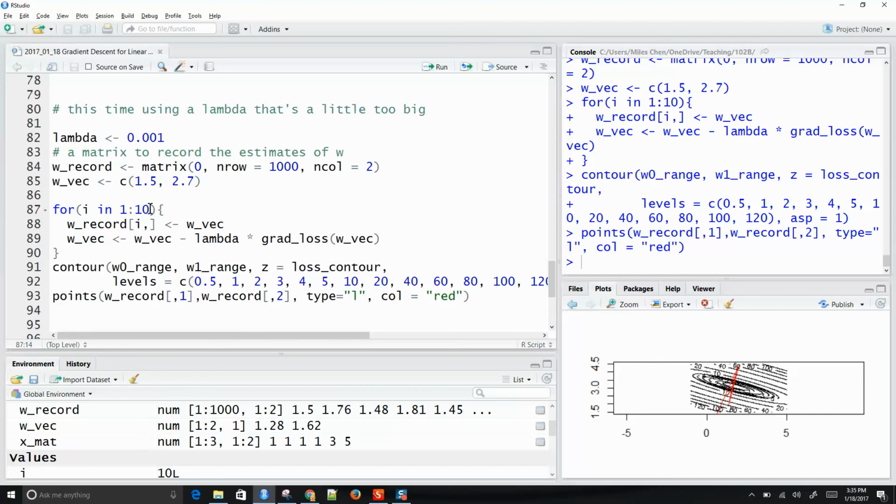But the idea behind gradient descent is simple. You just find the gradient, take a step in the opposite direction, because the gradient points in the direction of the steepest ascent. Yeah. Would it be possible to have lambda change, so that it approaches, and then you don't have to worry about it?